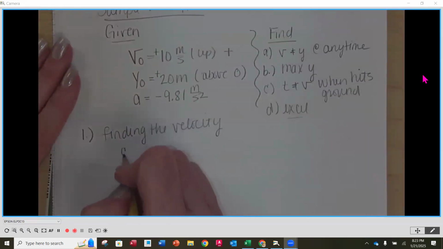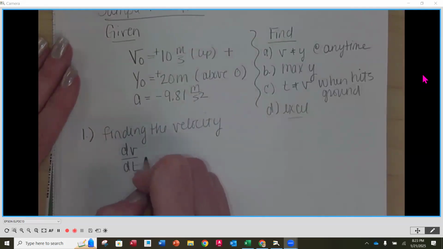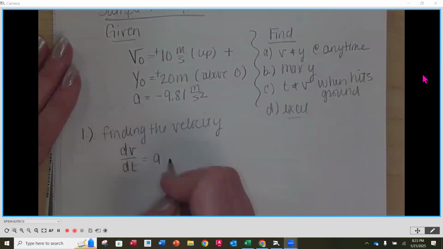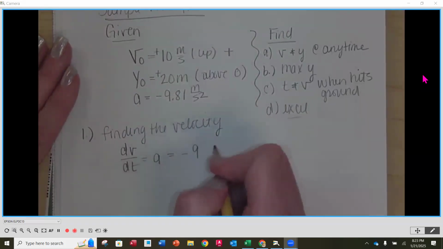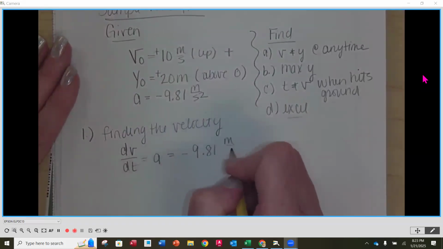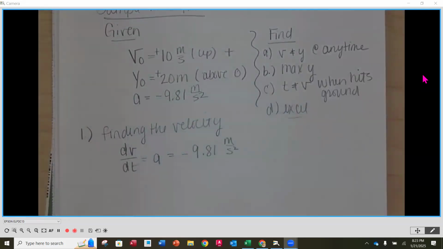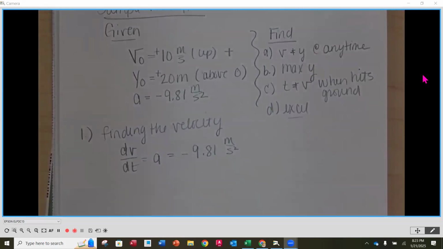So to do that, we know that we're going to take dV over dt is going to be equal to A, which we also know is equal to negative 9.81 meters per second squared. Now, as I told you, because we're dealing with a lot of stuff in the middle, the only thing that you want to be sure of is that your distances are all in meters, that you don't have any kilometers in there.